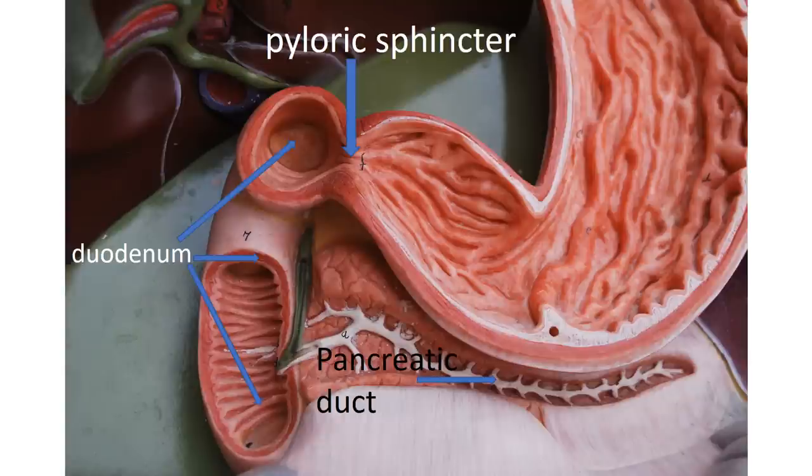Now, after partly digested material leaves the stomach via the pyloric sphincter, it goes into the first section of the small intestine, and that's called the duodenum. And today we normally take that as about the first 25 centimetres of the small intestine. And we notice that halfway through the duodenum, the bile duct and the pancreatic duct both empty their secretions into the duodenum to assist with digestive processes.